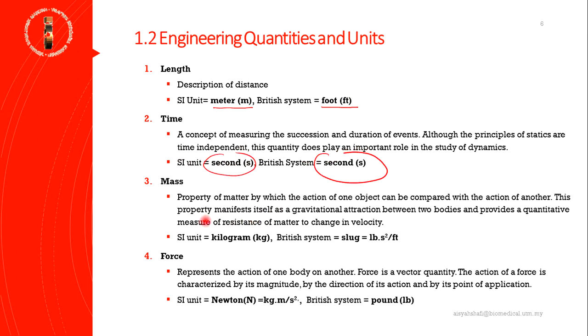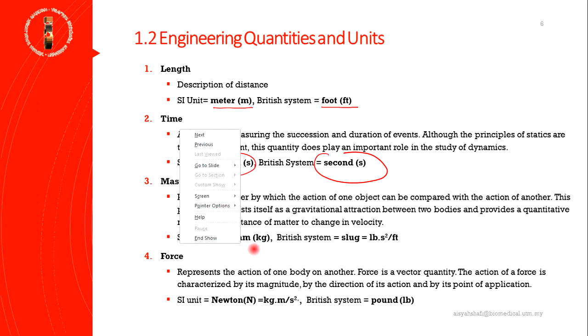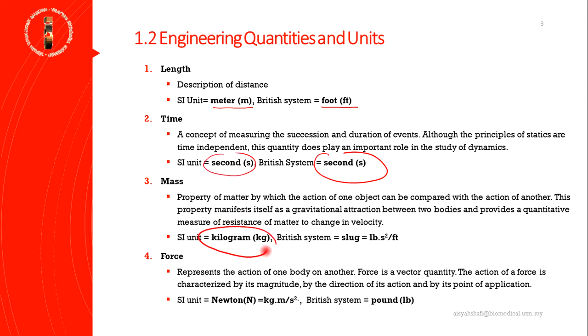Mass is a property of matter by which the action of one object can be compared. The SI unit for the mass is kilogram, and the British system uses slug. Force represents the action of one body on another. The SI unit is Newton, where Newton is equal to kg meter per second square, and the British system uses pound.